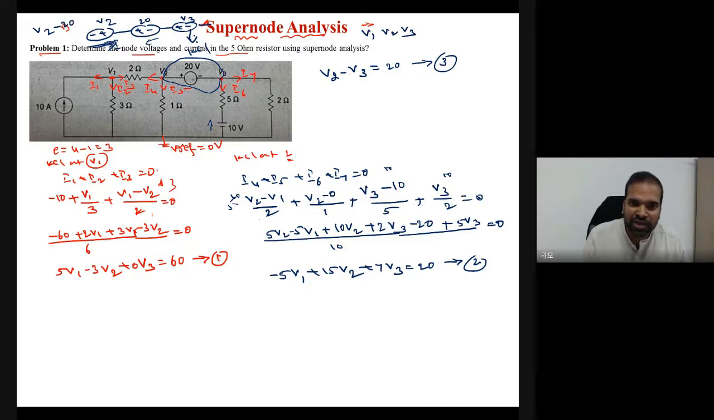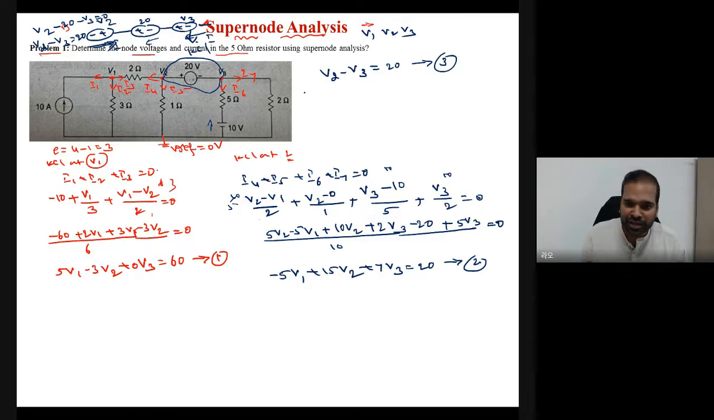And what about this one? Current is going opposite to your assumed current, minus V3 equal to 0. Therefore, if you simplify this one, V2 minus V3 equal to 20. So even if you consider V3 minus V2 and current going in the other direction, of course you will get the same equation. However, I get 3 equations, 1, 2, 3.